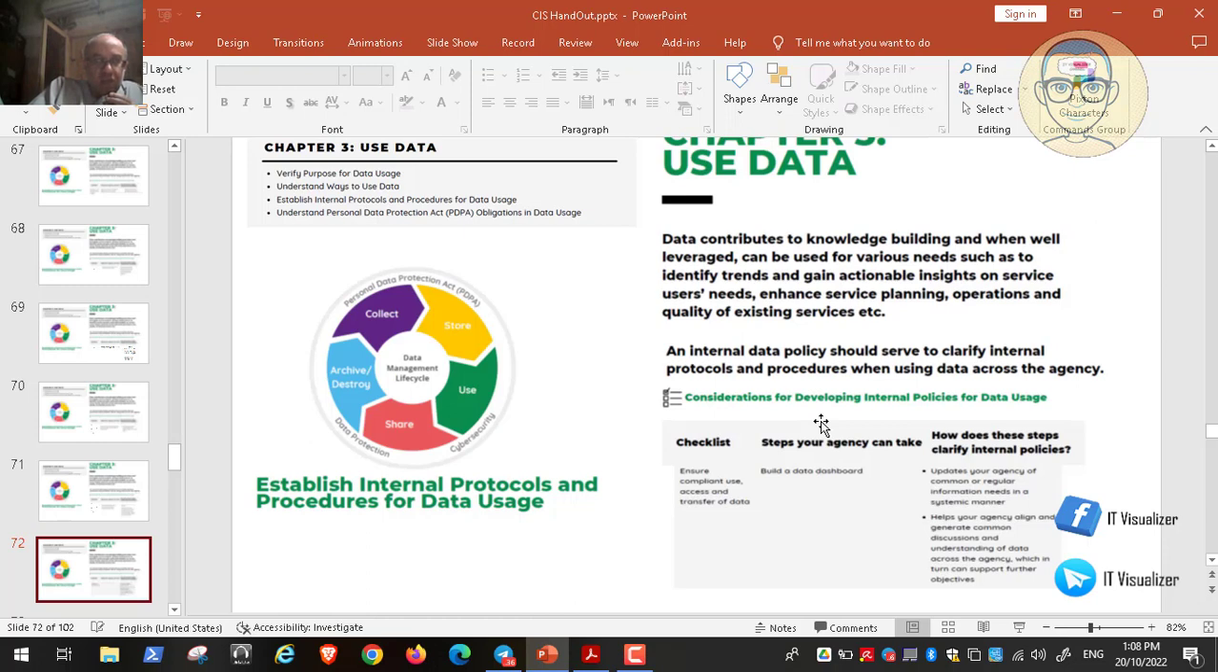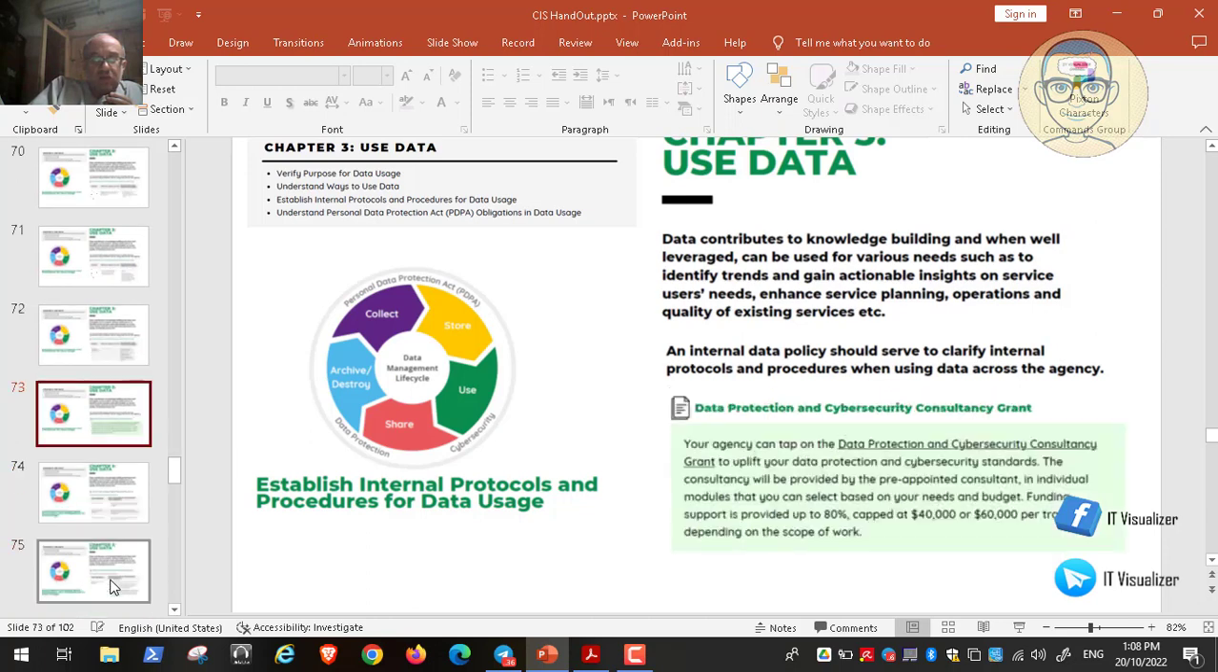Okay, this is something. And ensure the compliance of your internal data policy with the government or the country you are working with, and update your internal data policy based on your agency needs, or based upon the changes in your agency. I think this is what he's talking about.